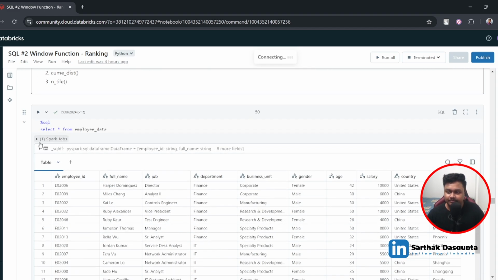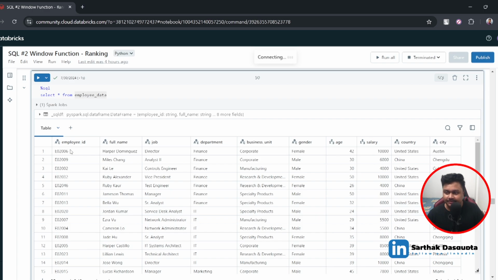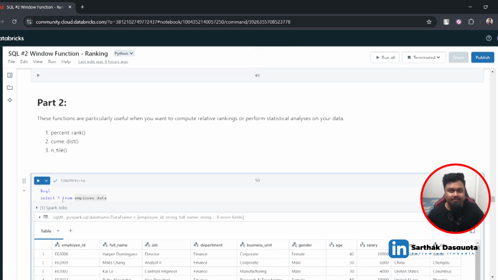Let me show you the data. So this is the same employee data that I've used in the previous video, and as you can see, we have employee ID, full name, job, department, business unit, and some other columns as well. So we're going to leverage these columns and try to understand each of these questions. Let's move on to the first, that is percent rank.